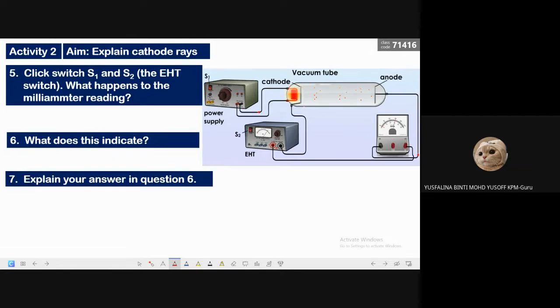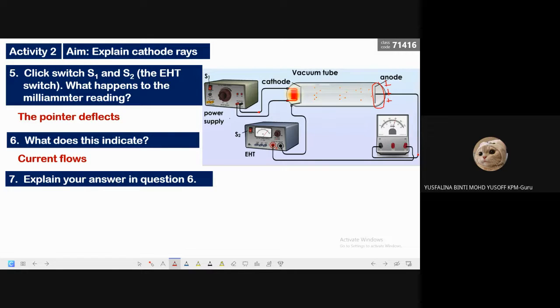But then what happens if we click both switch S1 and also S2? When we click both S1 and S2, the pointer of the milliammeter is deflected. So why is it deflected? It shows that the current flows. Just now, this one was not functioning, this one is the positive part, so it was not switched on. So the electron will not move to the anode, because it's still switched off.